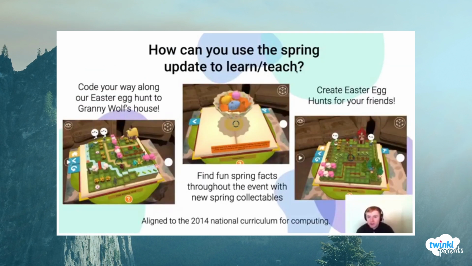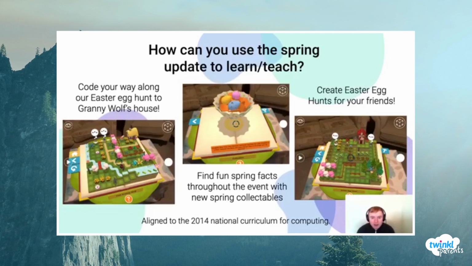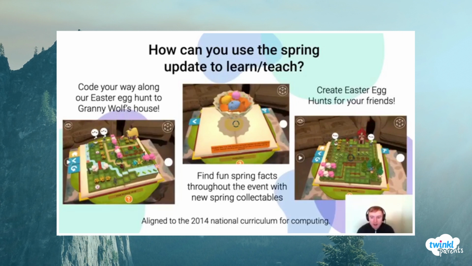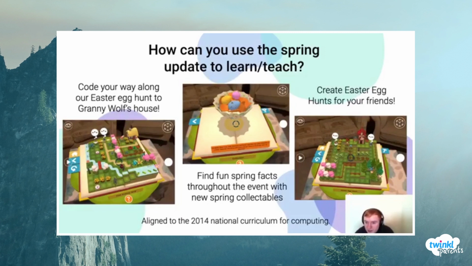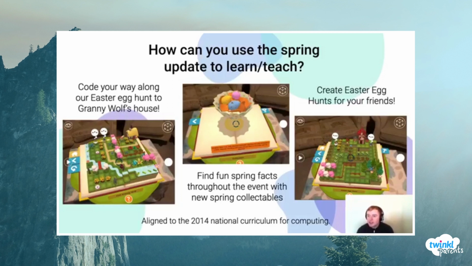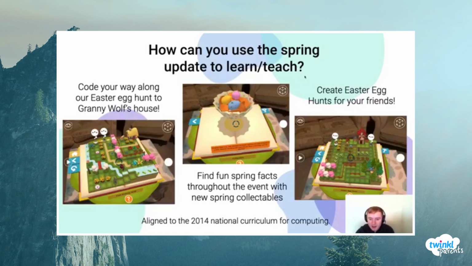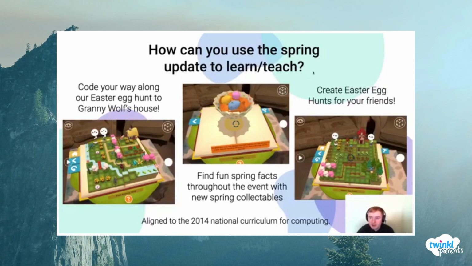So how can you use the spring update to learn and teach? Within this story we can code our way along our Easter egg hunt to Granny Wolf's house. You can also find fun spring facts throughout the event with the new spring collectibles. As you can see here, we've got a cornflake nest that will teach you a quick recipe to get going. And also you can create your own Easter egg hunts for your friends with the level editor. And Little Red Coding Club is all aligned to the 2014 National Curriculum for Computing.